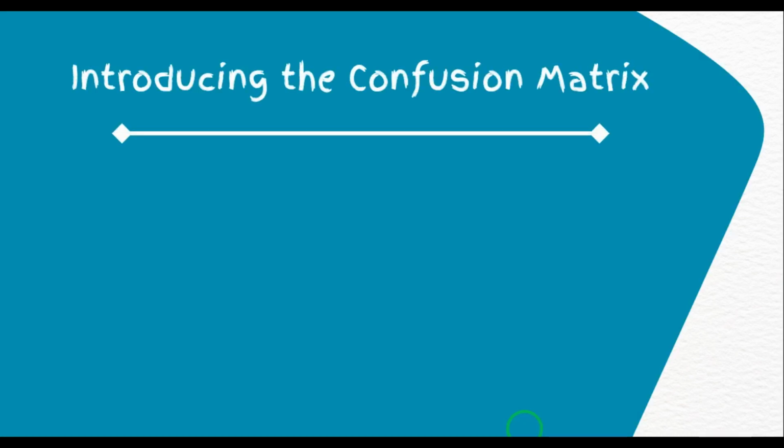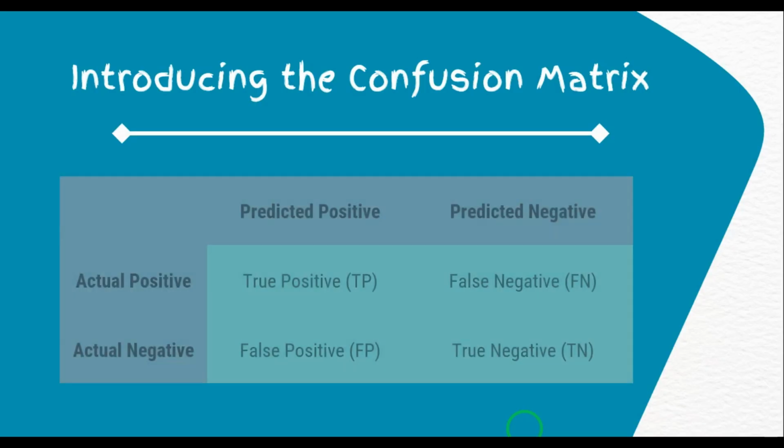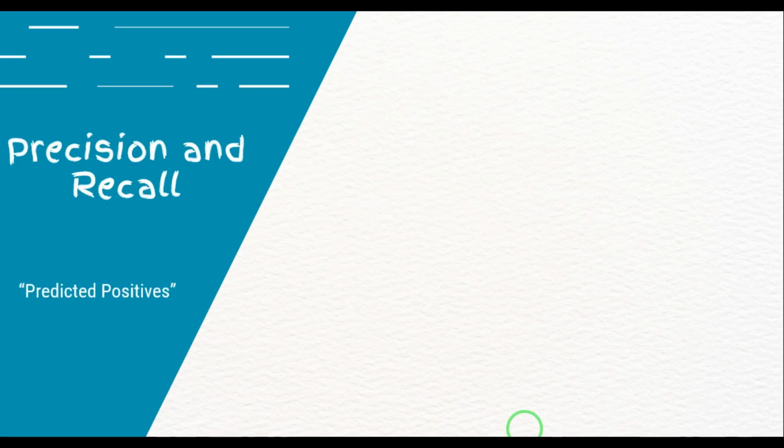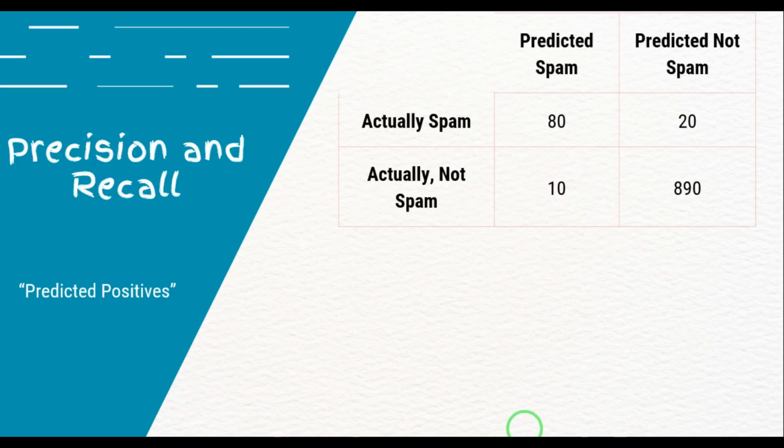The first one is the confusion matrix. The confusion matrix helps us see where our model gets confused: the true and false positives and negatives. From the confusion matrix, we can calculate precision, recall, F1 score, and more. Precision says, of all the things I predicted as positive, how many were actually correct positives? We calculate it by dividing true positive cases by the summation of true positives and false positives.